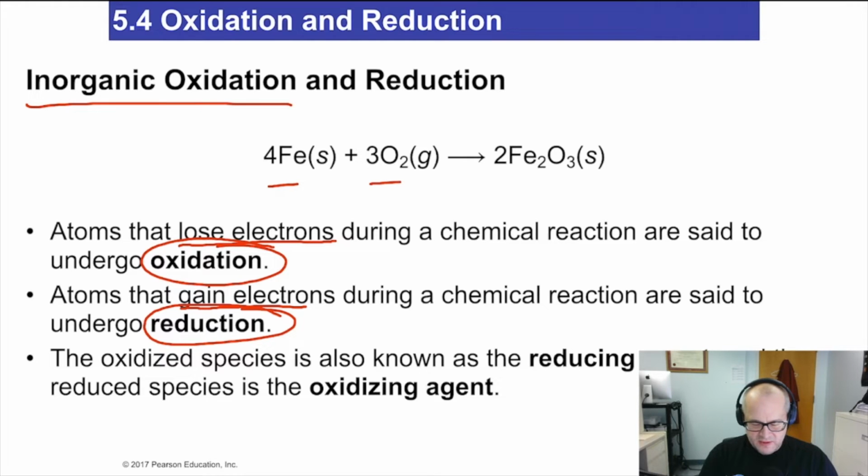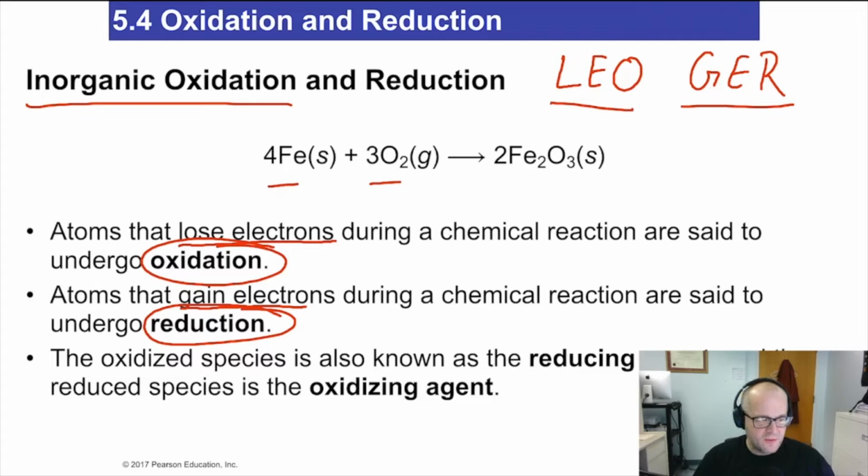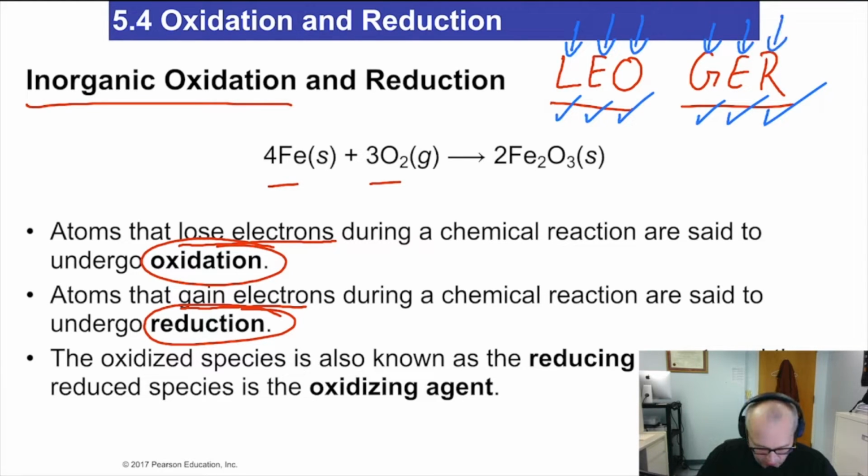And I remember that by just writing out LEO GER. LEO the lion says GER. That's the saying. Lose electrons, oxidize. Gain electrons, reduction. Pretty neat, huh? Say it with me. Lose electrons, oxidize. Gain electrons, reduction. And that's how it works.